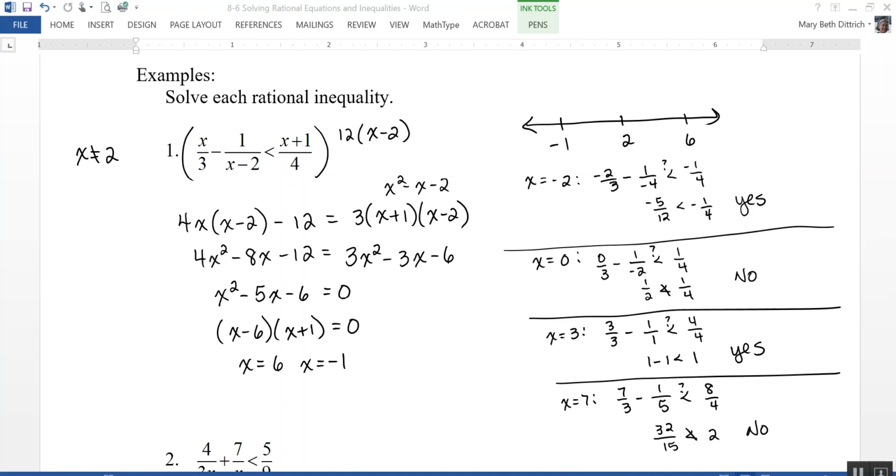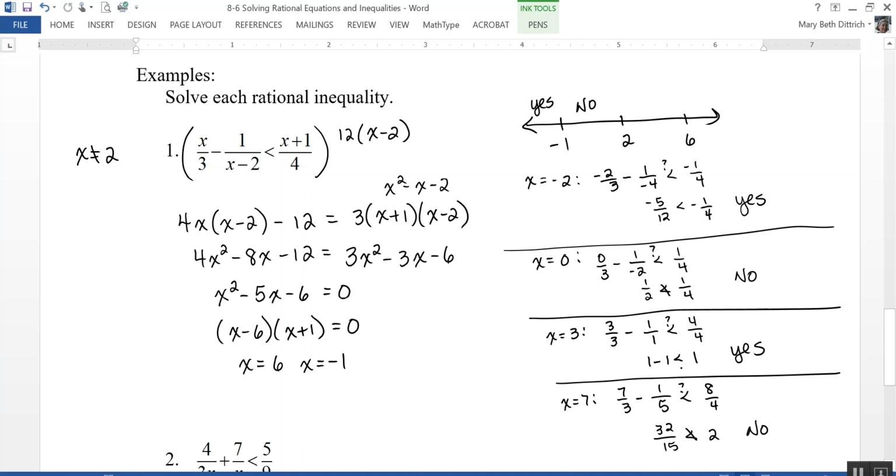Okay, so I went ahead and did the tedious work of plugging in the values of -2, 0, 3, and 7 into the original inequality and seeing if it works. When I plugged in -2, I found that -2 did work. So that interval there is going to be a yes. And then I plugged in 0 and found out that 0 did not make the inequality true. So the interval between -1 and 2 is going to be a no.